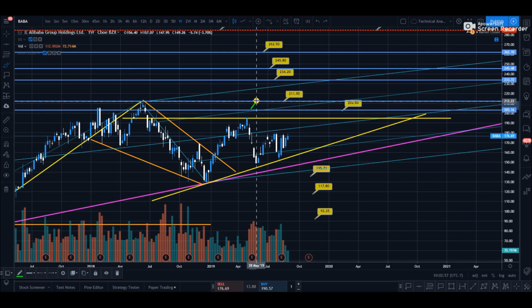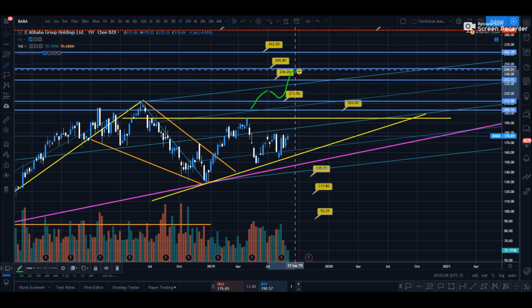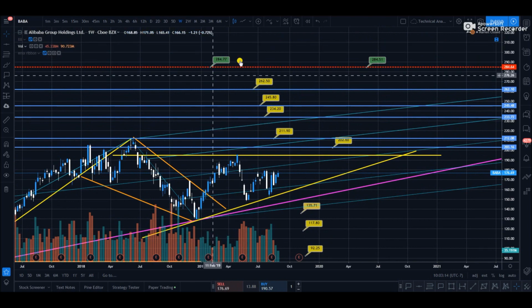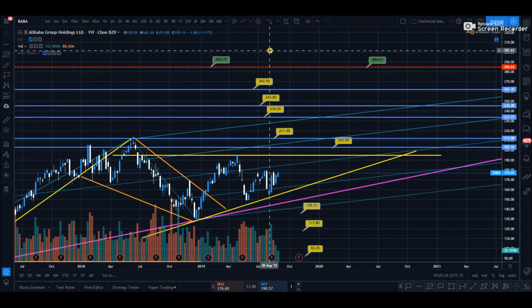Now same thing, we're not going to go straight up into the 262. We could, as an impulse, break up pretty easily to these levels, but just keep in mind we're not going to go straight to 262. We could test some before going up, test some before going up. It's not going to go straight up, okay? But at the end, our targets for the long term would be 284.77.